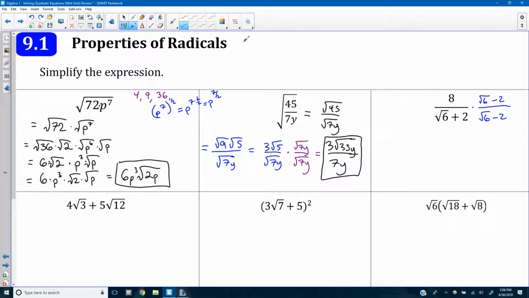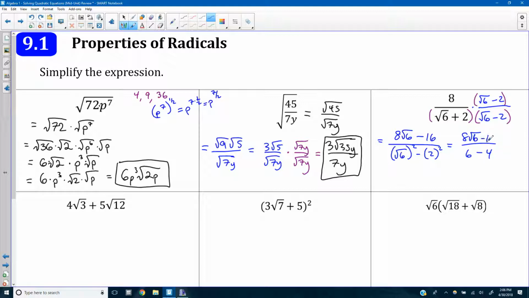What that allows you to do is FOIL these, and as this is an a plus b, a minus b scenario, it creates a difference of two squares. A plus b times a minus b is a squared minus b squared. Root 6 squared minus 2 squared. On top, I'm going to distribute the 8 into the root 6, and I'm going to distribute the 8 into the negative 2. Just like that. Root 6 squared is 6. 2 squared is 4.